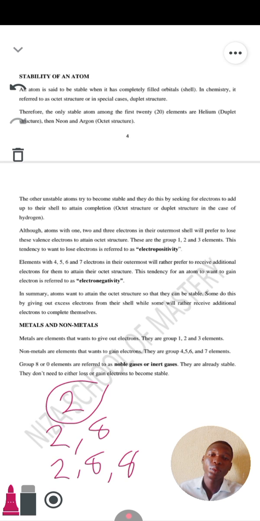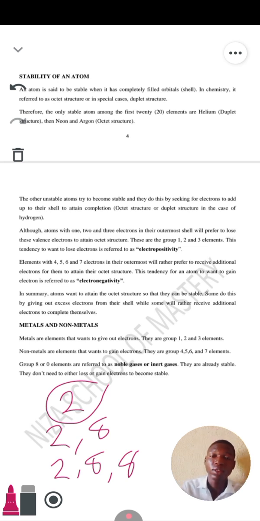They are not stable. So what will be the effect of that? The fact that they are not stable, what will happen? What is the outcome? All right, before we say that, let's read the notes, okay? In chemistry, it is referred to as octet structure, or in special cases, duplet structure.